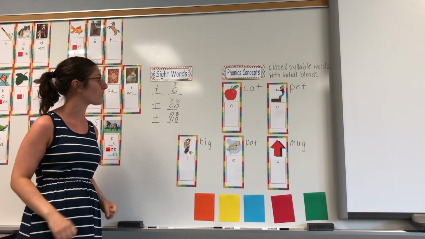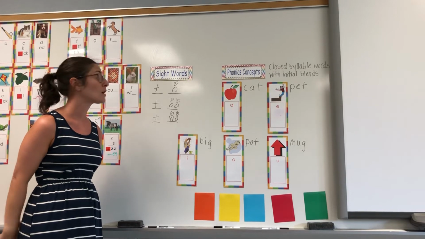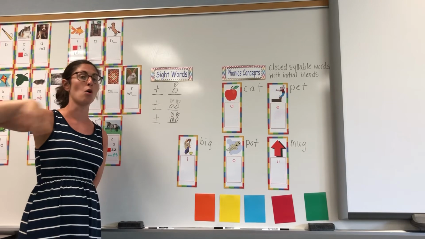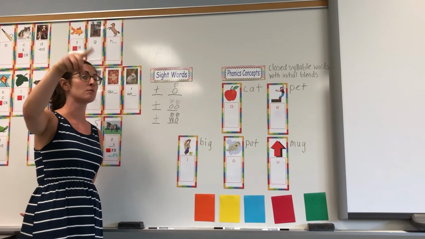Our next too, something is too hot, or maybe I want to play too. I want to join somebody. So let's do that second version. I want to play too. Let's spell it in the air. T-O-O. Let's spell it in the air one more time. T-O-O.